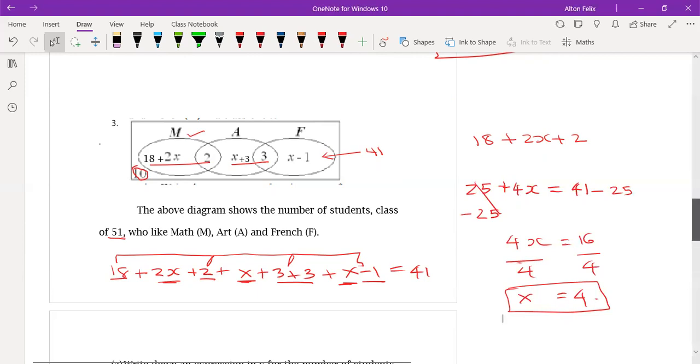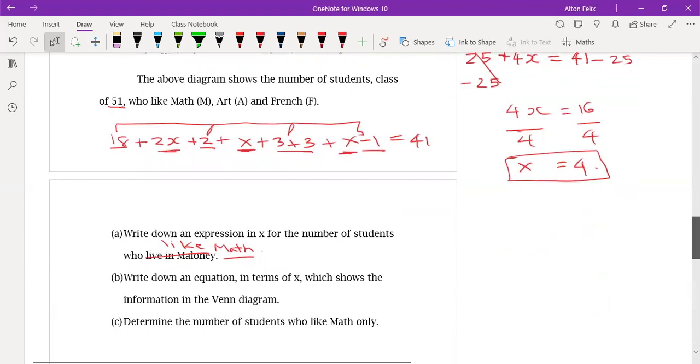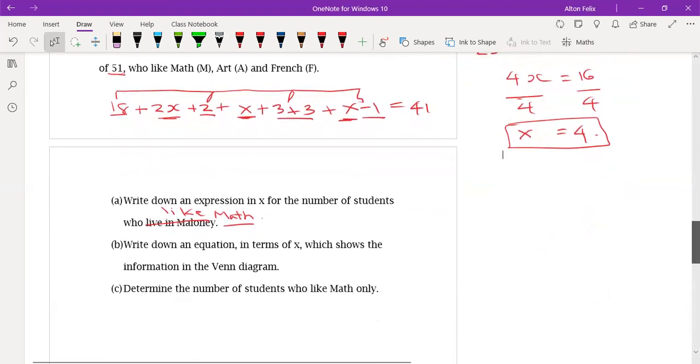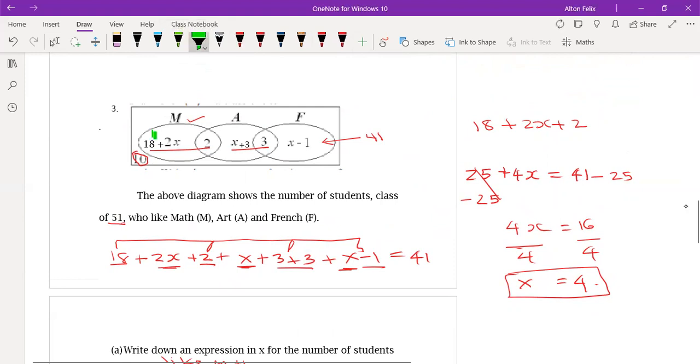The question that is asked in part 2, write down an equation which shows the information, right? We did that. And we went ahead and we solved, determining the number of students who like math only. That's part C now. Math only will be this region right here, this shaded portion outside of the circle, and we see that is represented by 18 plus 2x. So if we know x is 4, we need to simplify this expression.